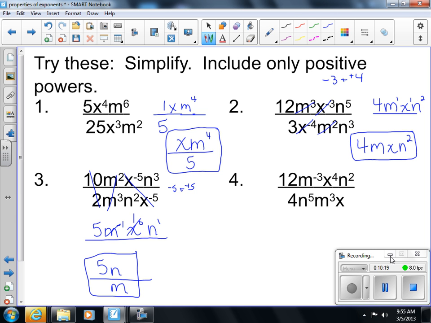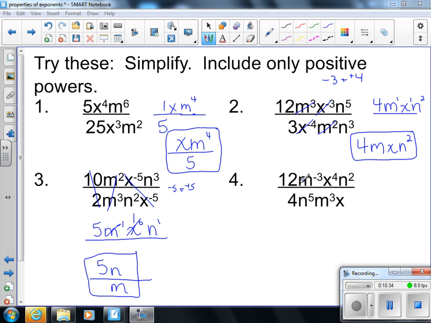All right, and then our last one, 12 times m to the negative third power times x to the fourth, n to the second, all divided by 4 times n to the fifth, m to the third times x. Let's deal with our whole numbers first. What do I have? A 3. Okay, m's. I have m to the negative third, negative 3 minus 3 gives you negative 6. Very good. Got to be careful on those.